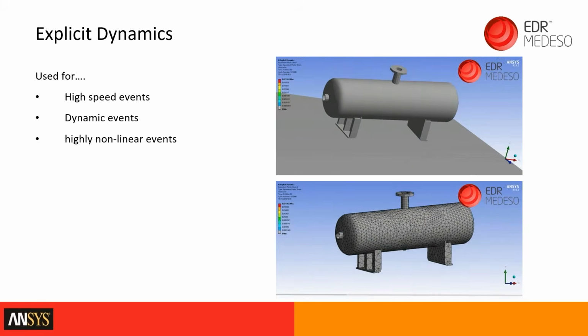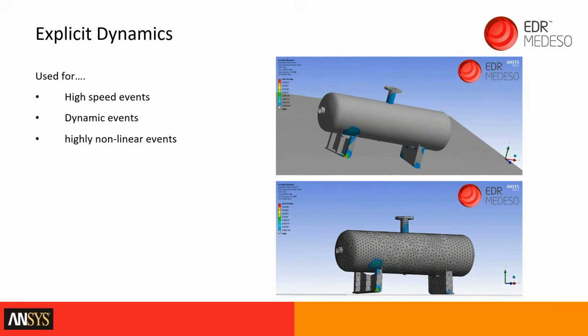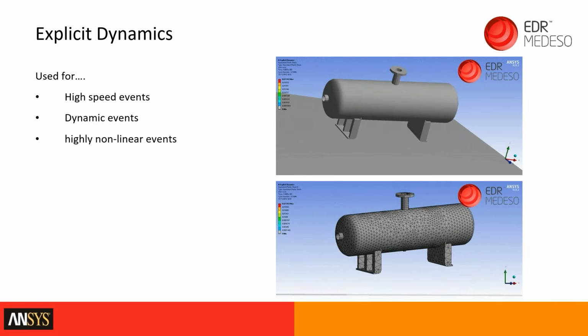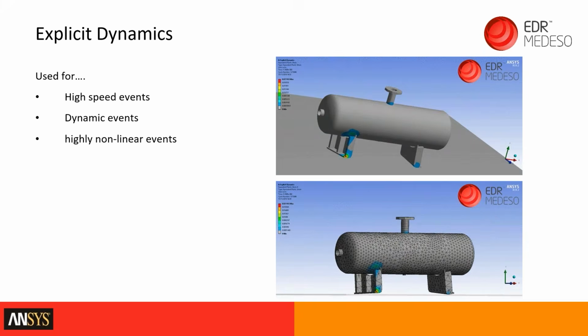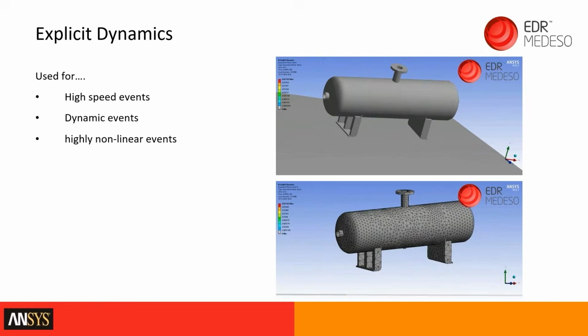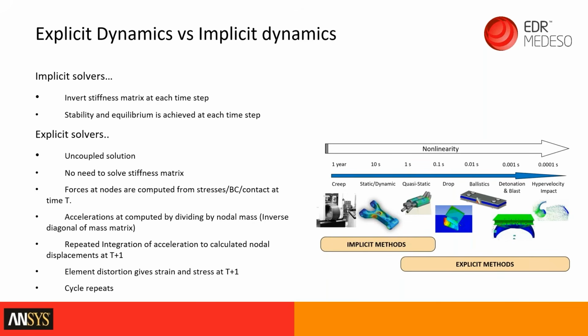So far, when we're running in Ansys Mechanical, we're using what's called an implicit solver. But there are different methodologies, a different method, if you like, which is called an explicit solver. And these are used for high-speed, highly nonlinear events. So an implicit solver, such as Ansys Mechanical, solves the stiffness matrix at each step, and it achieves stability and equilibrium. An explicit solver is an uncoupled solution. It doesn't solve the stiffness matrix, it just solves the mass matrix.